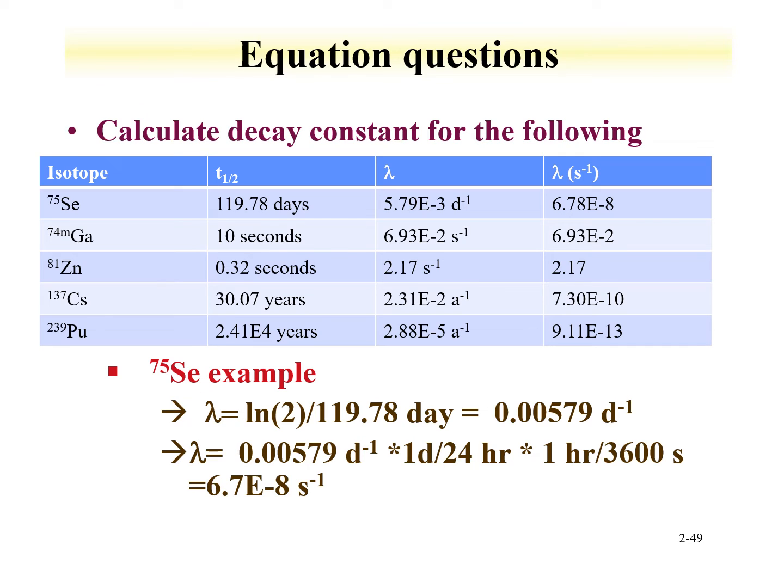So as an example, selenium-75, the half-life is 119.78 days. Log 2 divided by 119.78 days is equal to 5.79 times 10 to the minus 3 inverse days. But if I want that in seconds, convert the days to hours, hours to seconds, and then I get the decay constant in seconds.